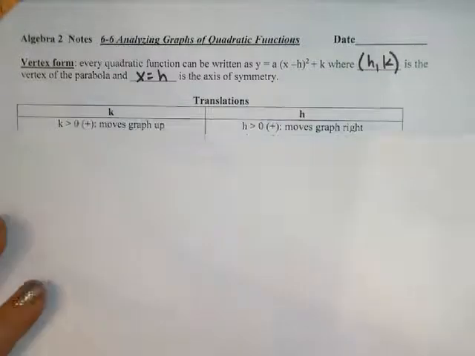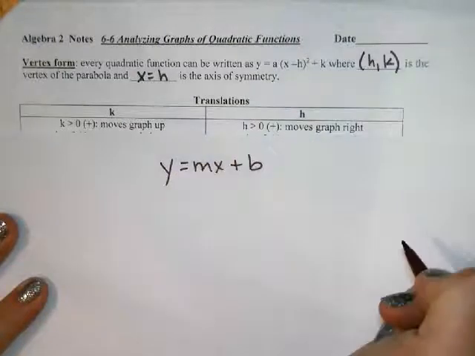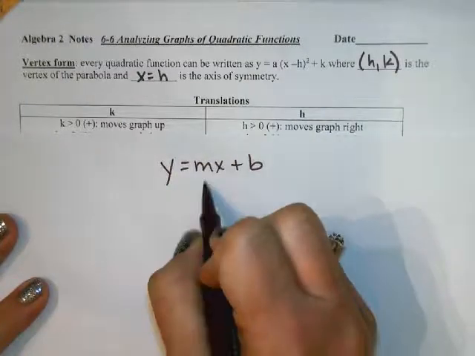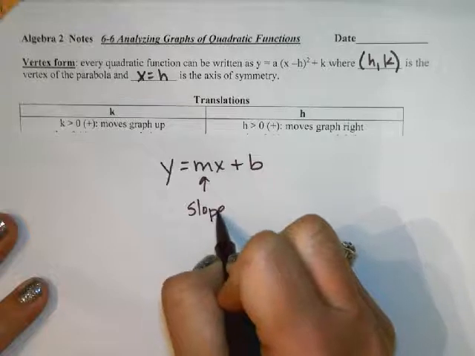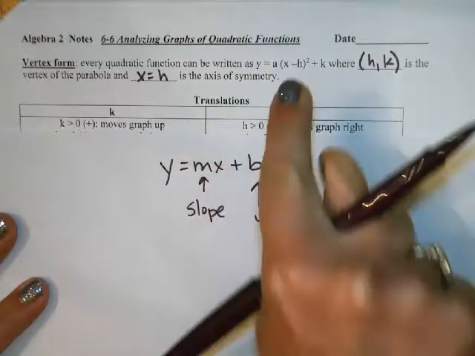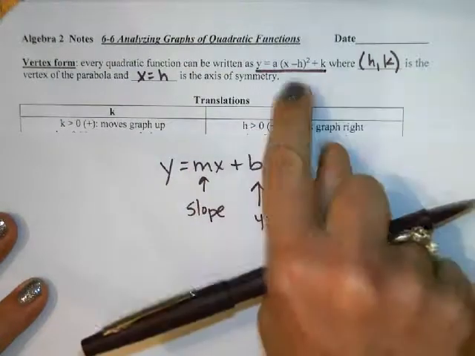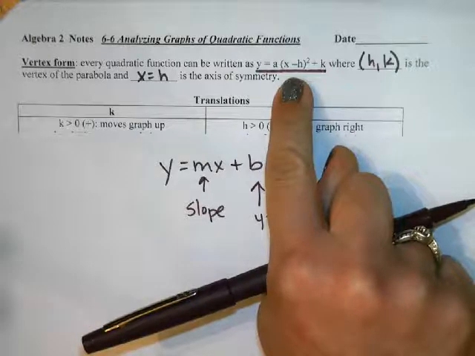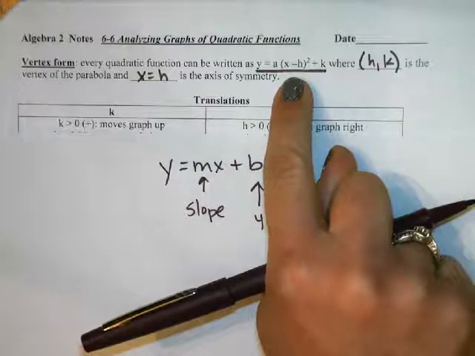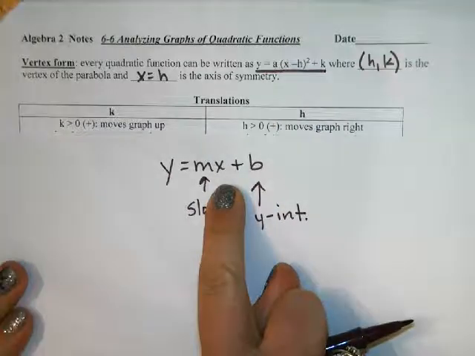If I had a line, I can say, okay, that's my slope, that's my y-intercept, and I have a place to start. When I put this into vertex form, it's the same thing. I have a vertex, and I have my axis of symmetry. I have a slope. I can look at this and graph it really quick. So think of it as a quick way to graph, okay?